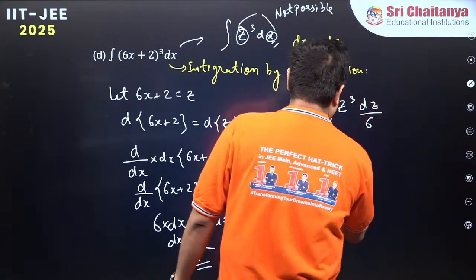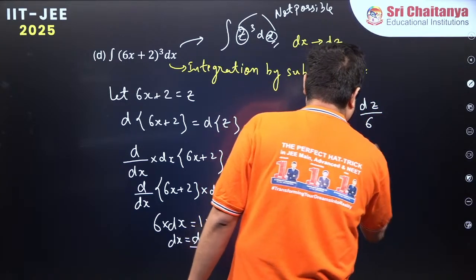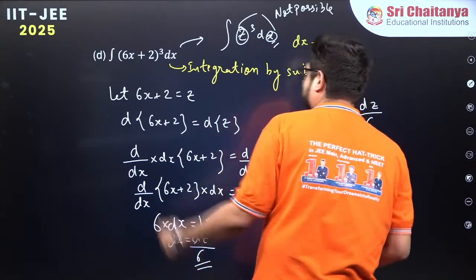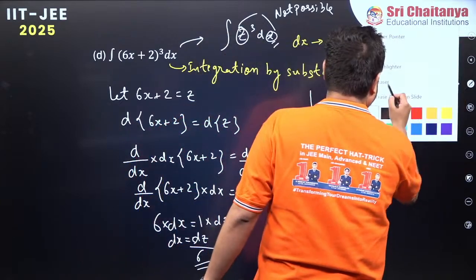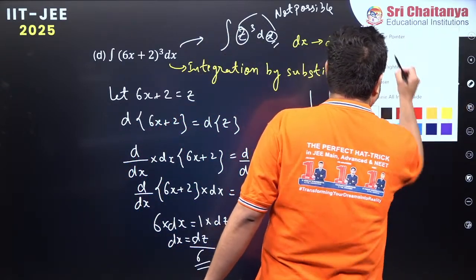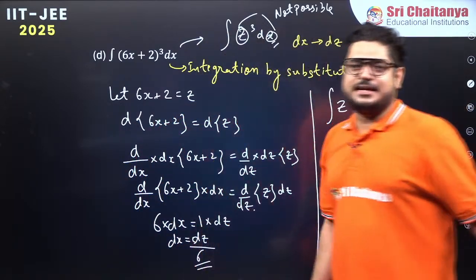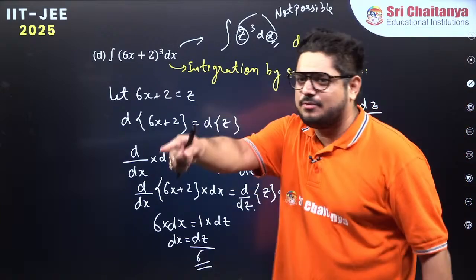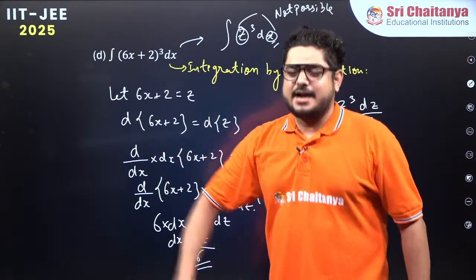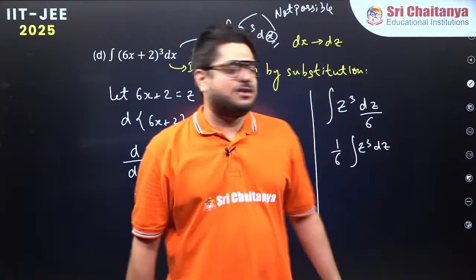So as a result, what do you think? 1 by 6 can be taken outside. We are going to have z cube dz, isn't it? So what do you think will be the value of it? What is the integral of z cube dz? Write it down over there in the chat box, everyone.